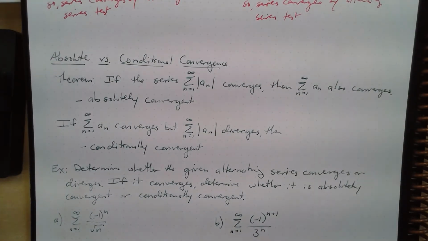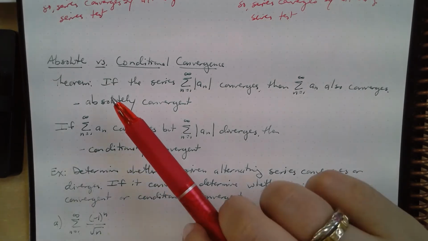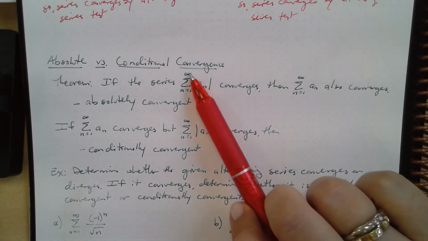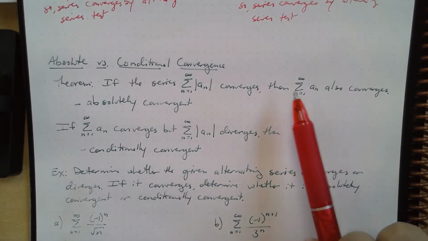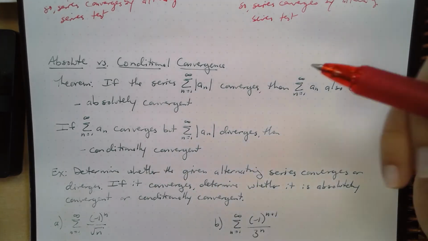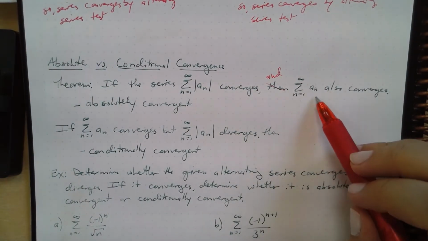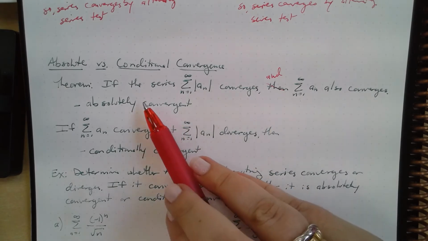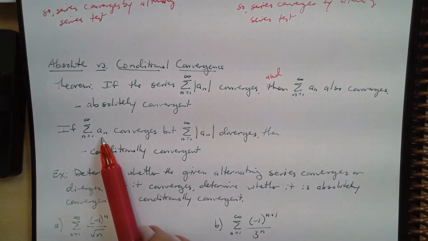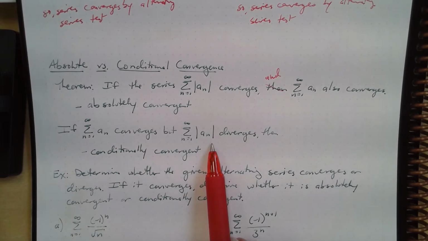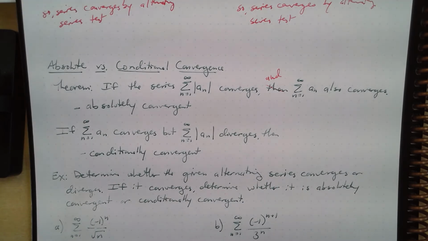Okay, so let's talk about two kinds of convergence that we have. We have absolute convergence and conditional convergence. So we have a theorem here. If the absolute value of the series converges, and this also converges without the absolute value, then they are absolutely convergent. If this converges, but the absolute value diverges, then it's conditionally convergent. So let's look at a few examples of that.